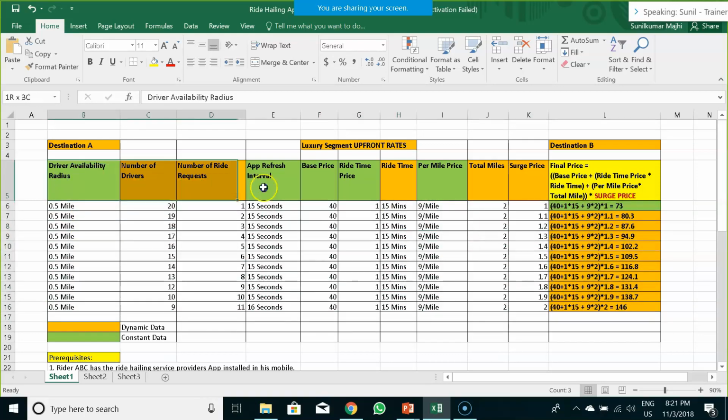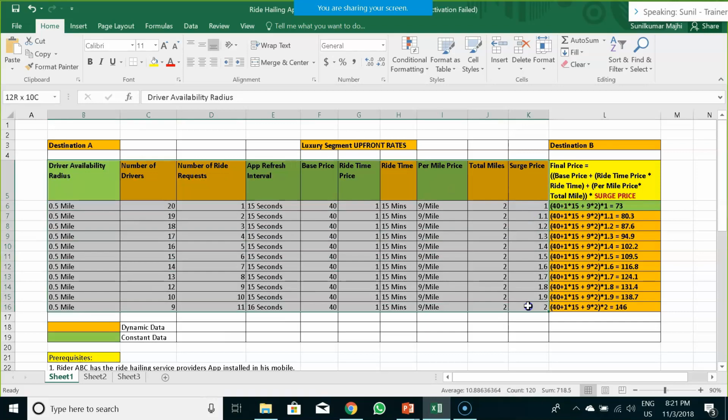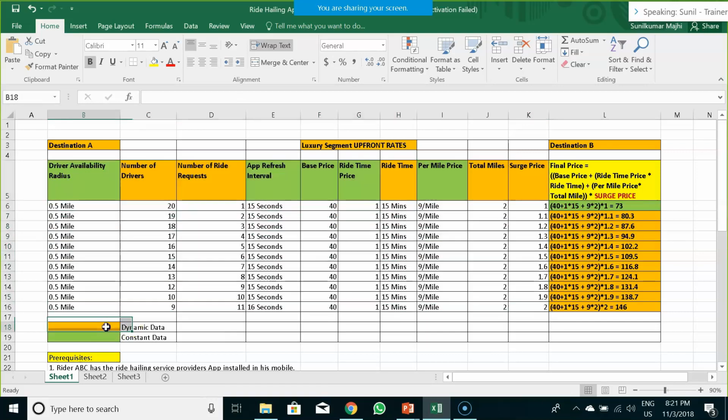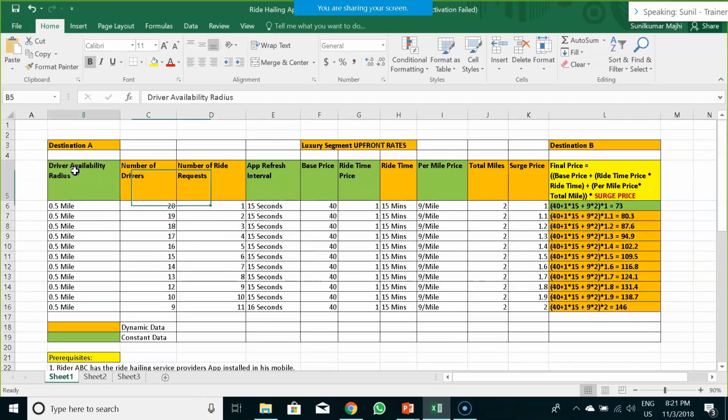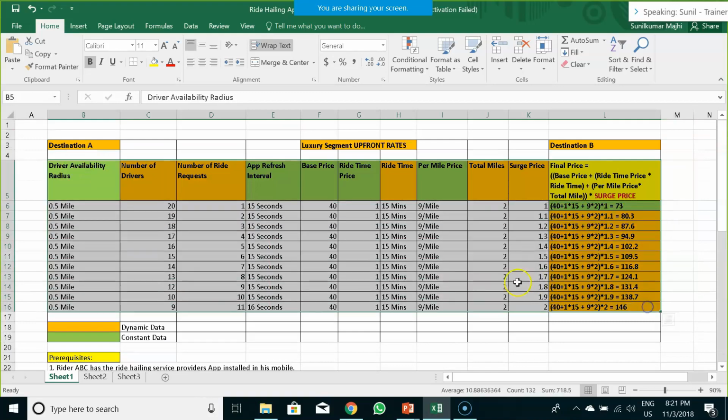So you would have all the factors classified first, then identify which are the dynamic data and which are the constant data. Then you would create an algorithm for the final price, wherein you add up all the factors and multiply with all the constants or dynamic values you have in place, and then calculate your final price. Now, in this particular circumstance, this is fine. We have developed the algorithm.